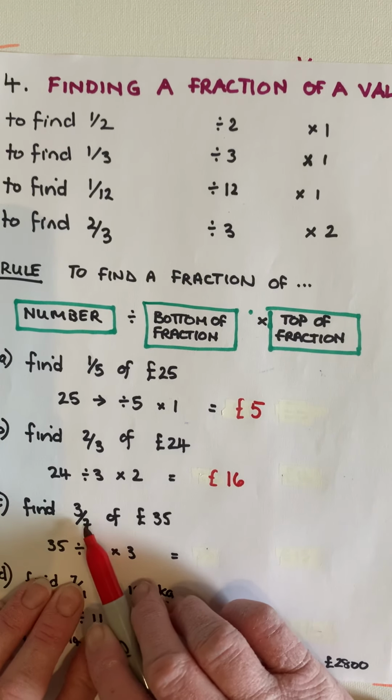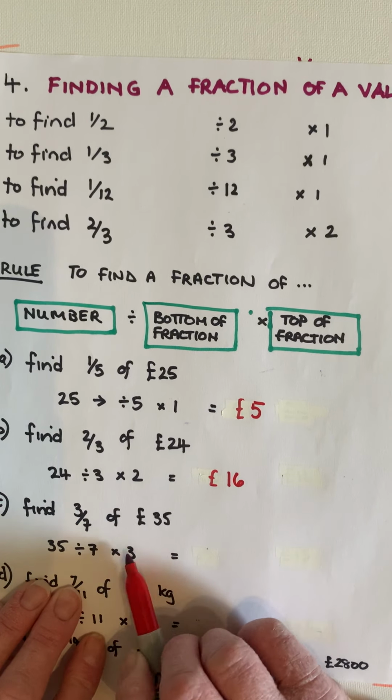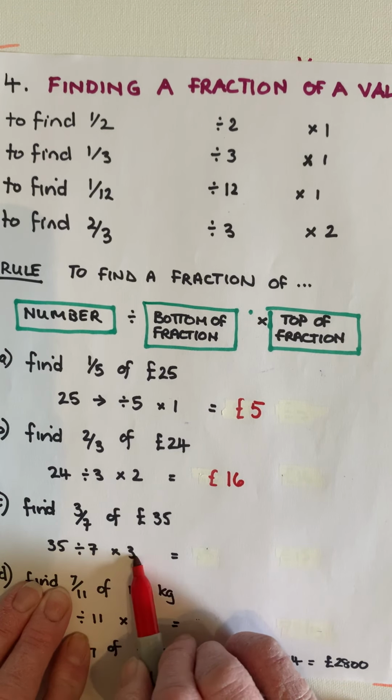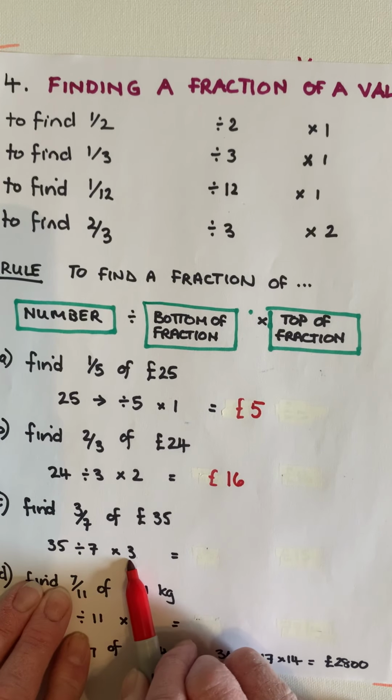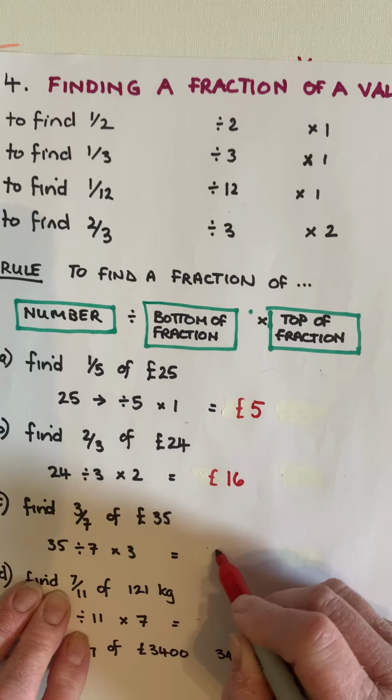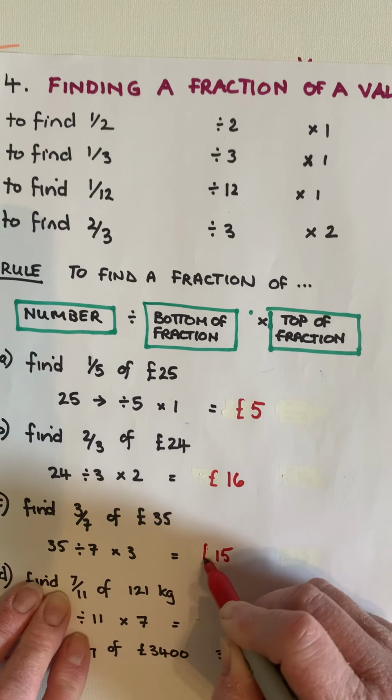Next question, we've got find 3/7 of £35. So that's 35 divided by 7 times 3. Divide by the bottom, multiply by the top. 35 divided by 7 is 5. 5 times 3 is 15, and it's pounds.